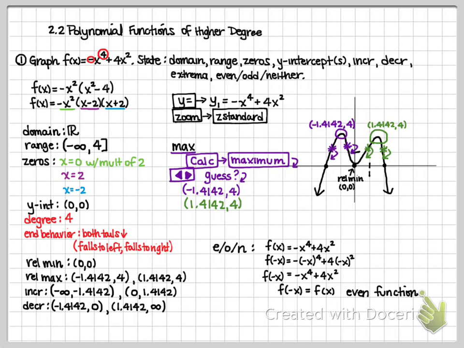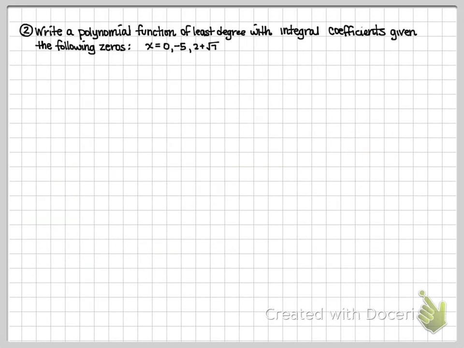We can also see it in the graph, because if you fold this graph over on top of the y-axis, the left and the right-hand side match up perfectly. That's another way to determine if a function is even, odd, or neither. Okay. All right, next question.